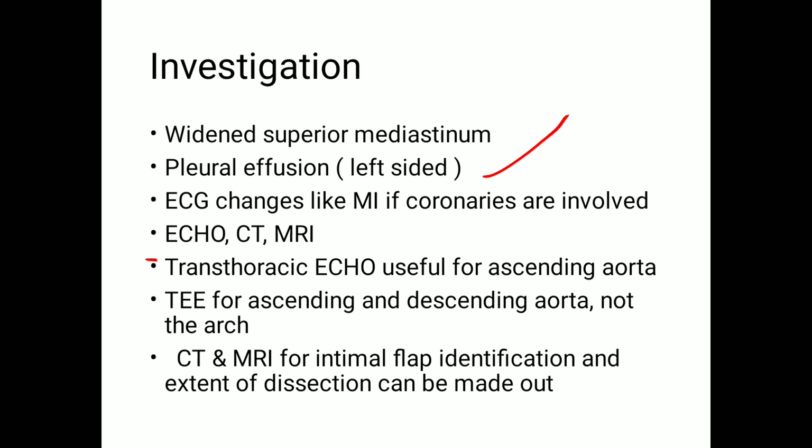The other modalities are echo, CT and MRI. There are two types of echo. One is transthoracic echo and another one is transesophageal echo. Transthoracic echo is useful for the ascending aorta, and transesophageal can detect both the ascending as well as descending but not the arch of aorta. And CT and MRI can localize the intimal flap, that is the tear in the intima.